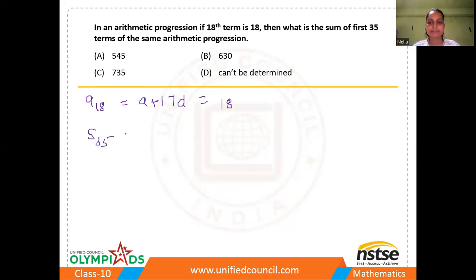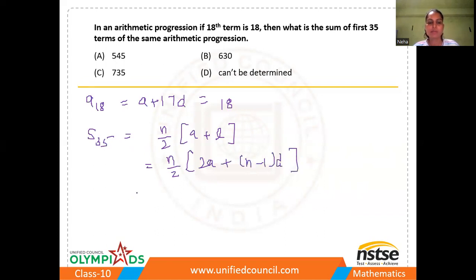That means S35. Sn is equal to n by 2 into first term plus last term, right? Or I can say this is n by 2 into 2a plus n minus 1 into d. This also I can write. So n by 2, where n is 35, so this is 35 by 2 into 2a plus n minus 1 into d.